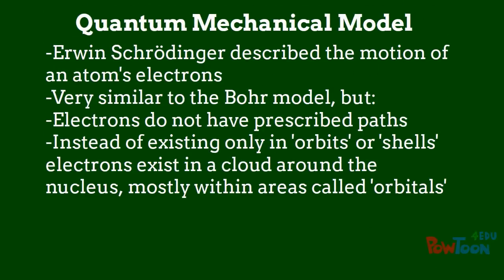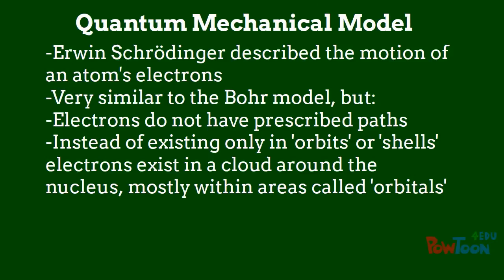This model was widely accepted, but further work by another physicist, Erwin Schrödinger, famous for his thought experiment with the quantum cat, led to the development of the quantum mechanical model. In this model, the electrons do not have prescribed orbits, but instead exist in a cloud around the nucleus. Within this cloud, the electrons can be described in terms of the probability of finding them within particular areas.